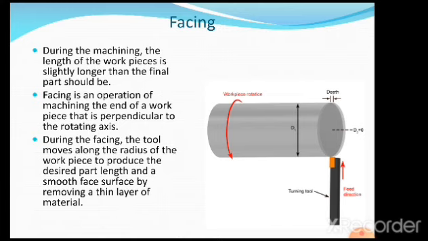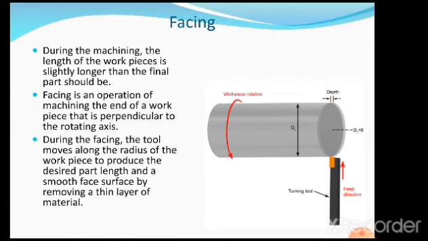Try to understand why the facing operation is done. Facing is done in order to reduce the length, whereas the turning operation is carried out to reduce the diameter from large diameter to small diameter. If we need to go from large length to small length, then we go for facing operations. That is important. During machining, the length of the workpiece is slightly longer than the final part should be. Facing is the operation of machining the end of a workpiece.